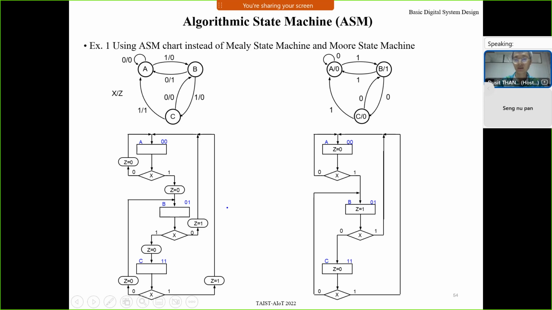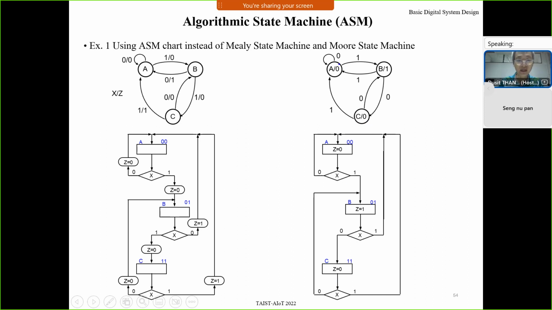Okay? Understand? And for a Moore type state machine, the output in the state diagram is written in the same circle as the state, and this is the input value X. At state A, output Z is 0. At state B, output Z is 1. At state C, output Z is 0.